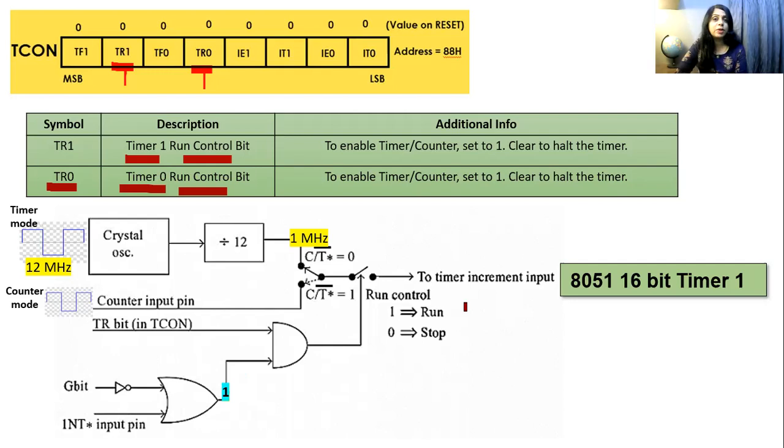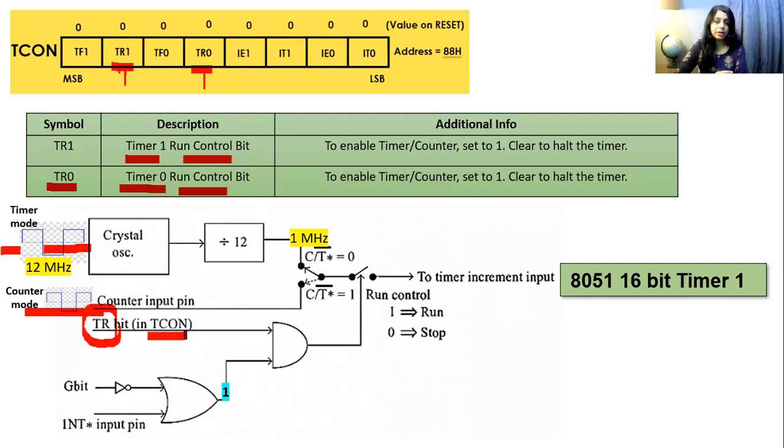I have already explained it in the TMOD video. The video that I made to explain the TMOD register, I have clearly explained this entire diagram. Now I am going to explain it very briefly. This is the crystal oscillator, and here we apply the clock pulse. In counter mode we apply it here, in timer mode we apply it here, and this is the timer run control bit. See here carefully, the TR bit, that means this particular bit. That means TR1 for timer 1 and TR0 for timer 0.